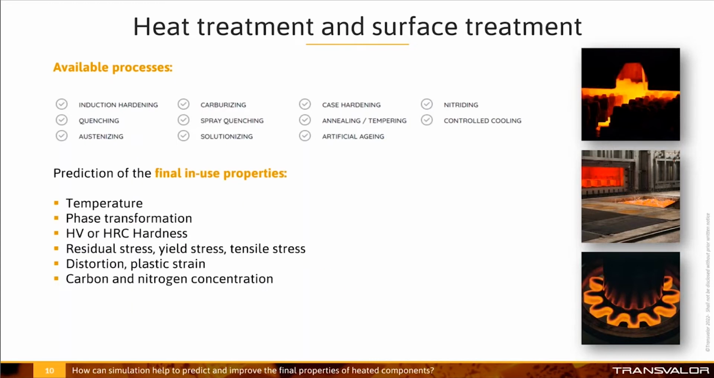During these simulations, you can predict several scalars. For example, you can predict the temperature evolution, the phase transformation, how much ferrite or bainite you have in your part, and what the microstructure of your part is. You can evaluate the hardness, the residual stress, and the yield stress. You can predict the distortion, for example after a quenching or during heat treatment. You can determine the plastic strain. And for sure, for surface treatment simulation, you can see the carbon and nitrogen concentration evolution.